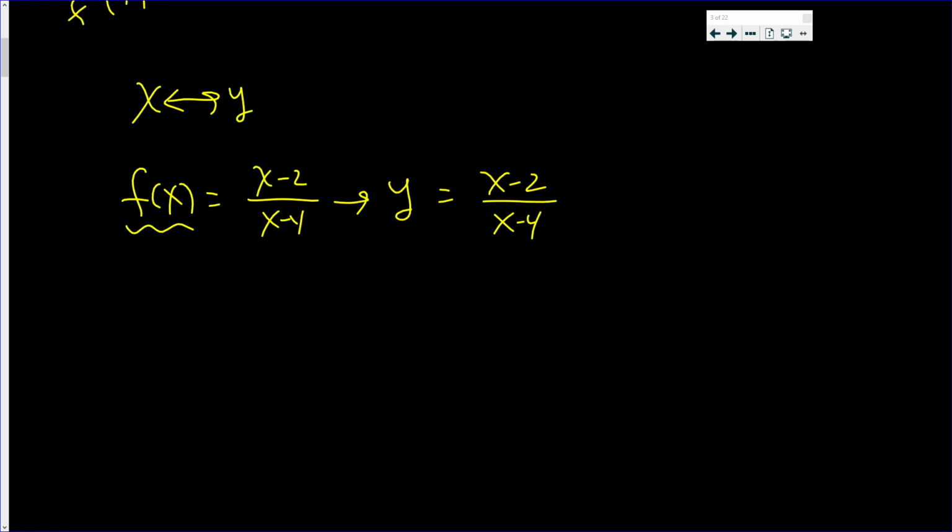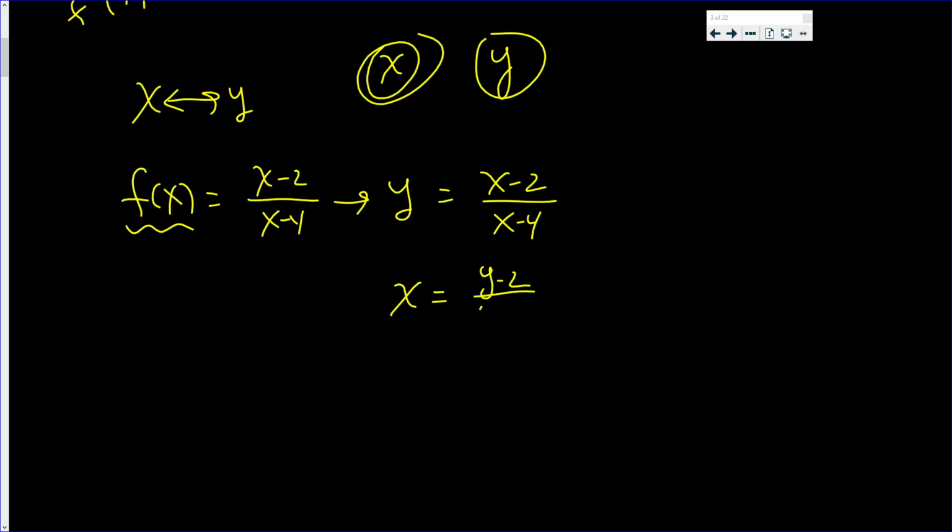Okay, make believe when you were, I don't know, in first grade and your teacher said, I'm going to teach you now how to write y. And that's how you write y. And I'm going to teach you how to write x. And that's how you write x. So, this becomes x is equal to (y minus 2) over (y minus 4).